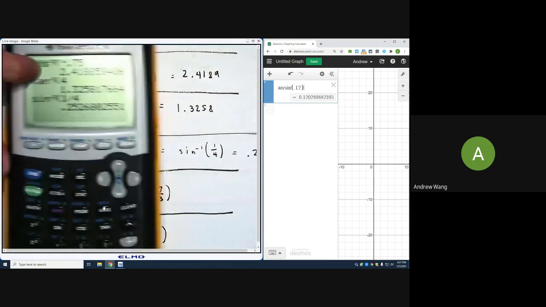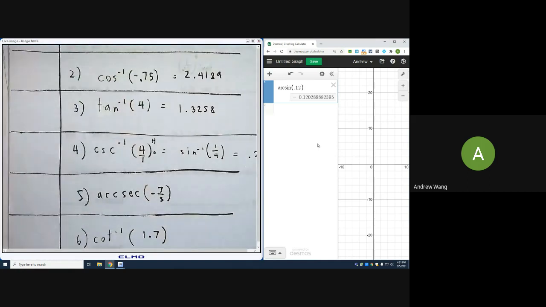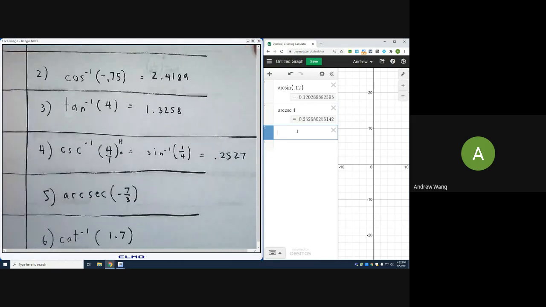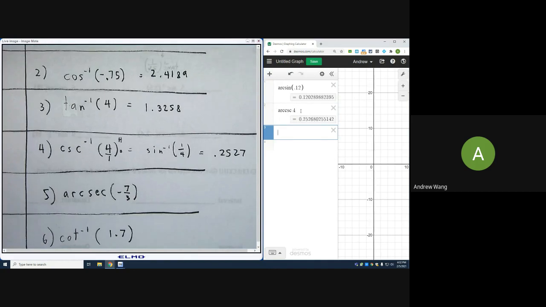Desmos actually, since it's not old school like these calculators, can actually handle cosecant. So if you go over here and hit arc cosecant 4, you'll see that you get the same answer, but without having to worry about the flip thing. Okay, so if you think you might forget how to do that, then go use a calculator. Arc cosecant 4.